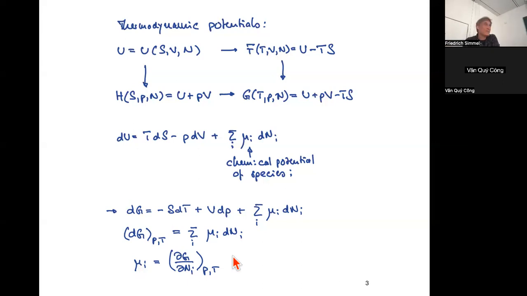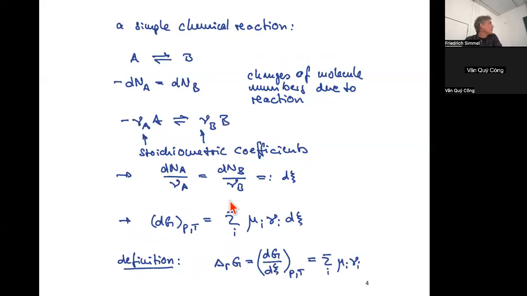Now, why am I telling you this? So when you apply this whole concept to chemical reactions, we start with the simplest possible reaction, and it looks like this here. So maybe one molecule A converts into another molecule B and vice versa. That means that every time you lose a molecule A, you gain one molecule of B. And this can be rewritten with these differentials for the number changes.